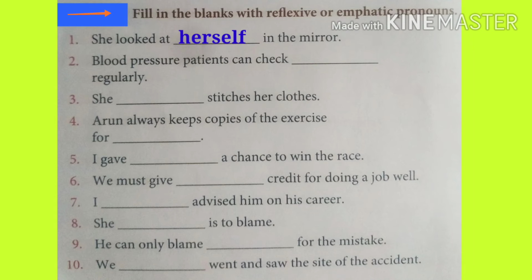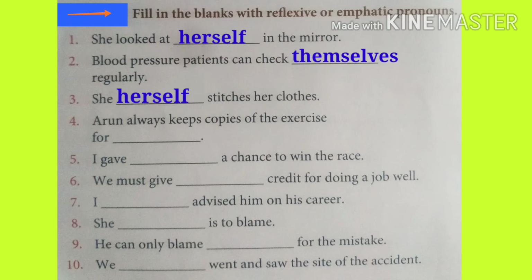Look at the second sentence now. Blood pressure patients can check dash regularly. So we are talking about patients. It is the plural form. So we will use the plural reflexive pronoun, that is themselves. Third sentence is she dash stitches her clothes. So here which pronoun we will use, reflexive or emphatic? Yes, here we will use an emphatic pronoun, that is herself. She herself stitches her clothes.